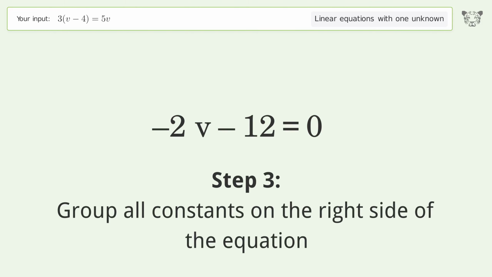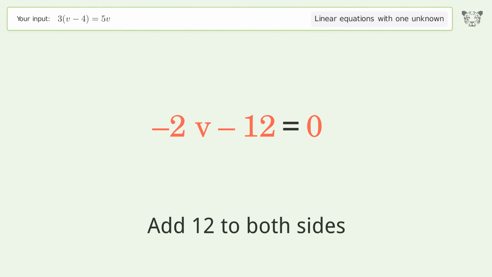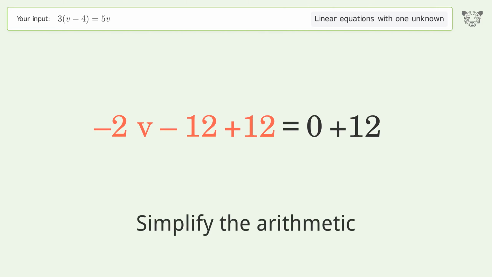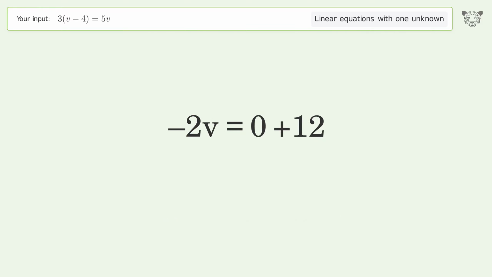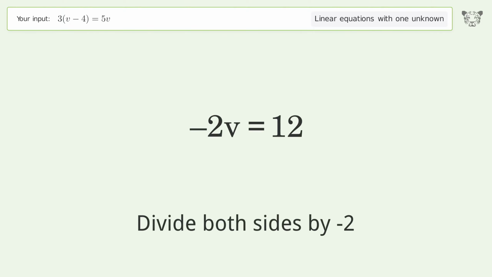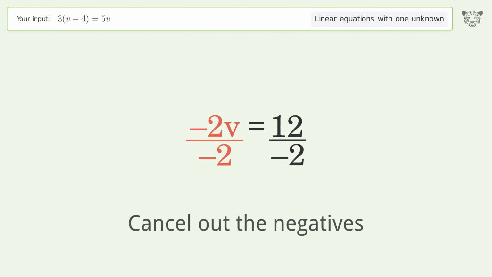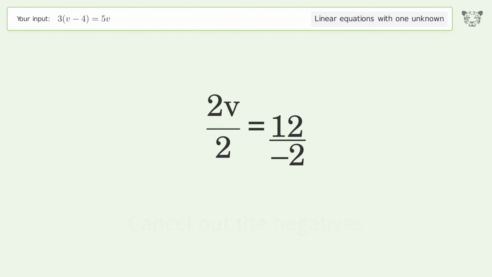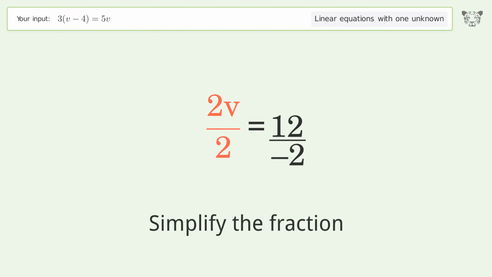Group all constants on the right side of the equation. Add 12 to both sides. Simplify the arithmetic. Isolate the v. Divide both sides by -2. Cancel out the negatives. Simplify the fraction.